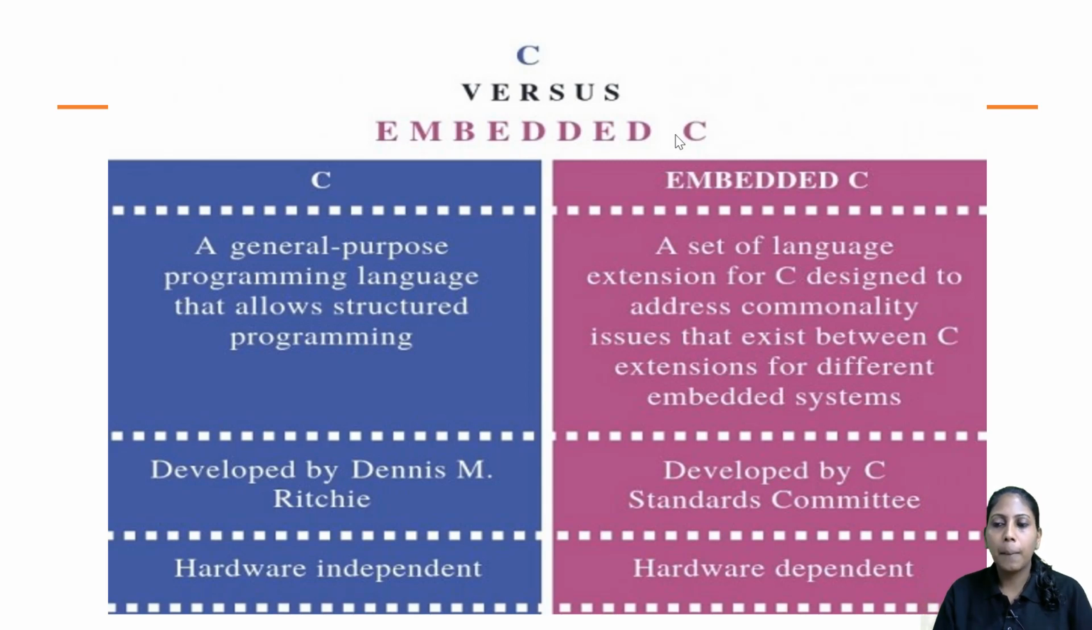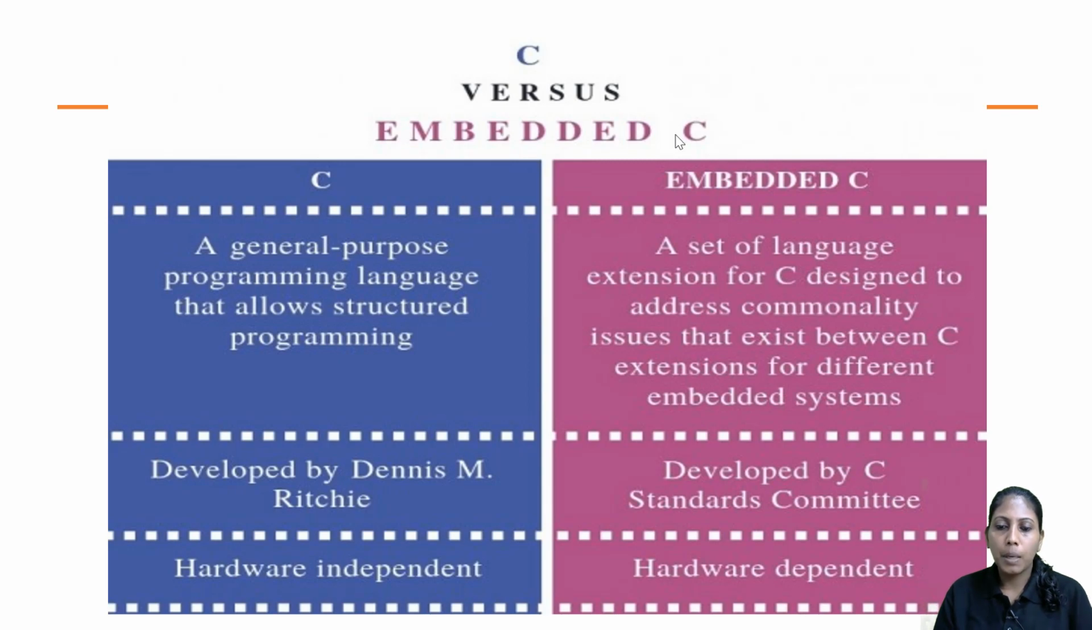But on the other hand, embedded C is a set of language extensions for C, designed to address common issues. We know it is an extension of the C language, which means most of the syntax and semantics are similar to C. But embedded C means it's a simple C program that we use for a particular hardware, a particular target machine. That's the difference, right? We add a little bit of hardware detail even in a high level programming language like C. So hardware terms are added in the C program, and that becomes embedded C.